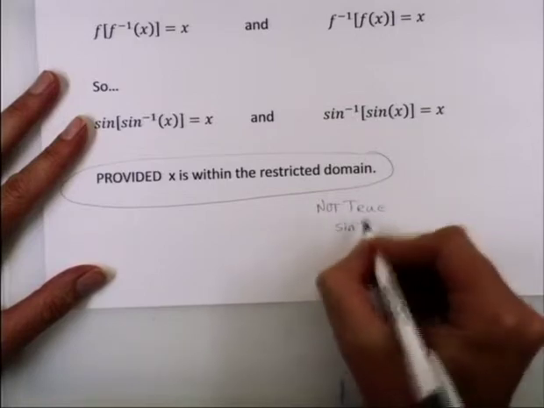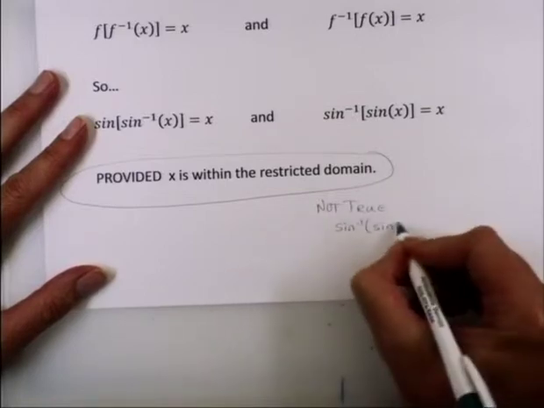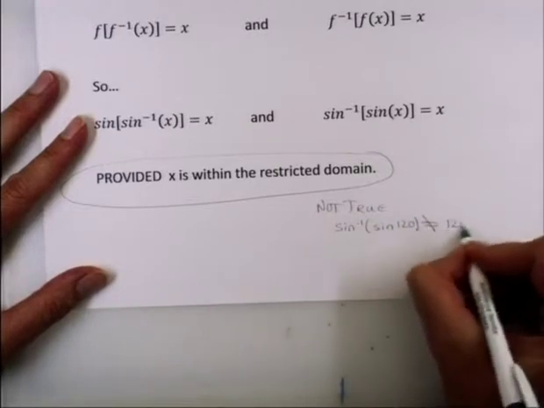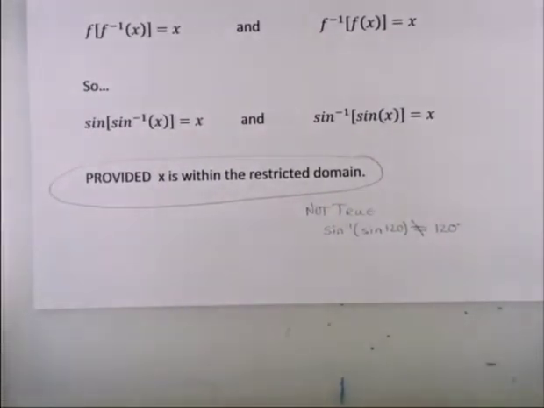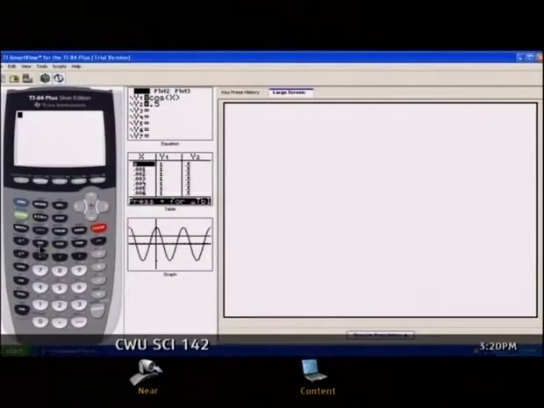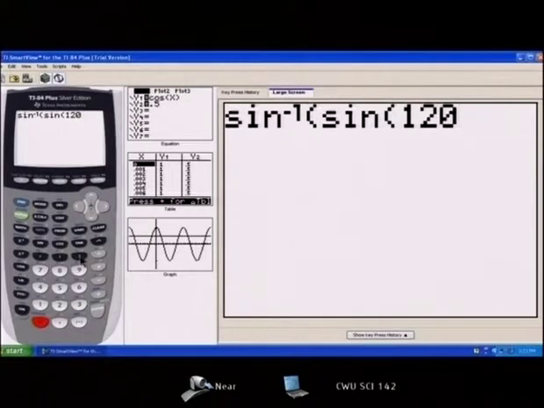The sine inverse of the sine of 120 degrees does not equal 120 degrees. So let's type that in our calculator and see what we get. I'll come over to this calculator and type in second sine inverse of the sine of 120. My calculator is still in degree mode, and if I hit enter, notice it tells me the answer is 60, not 120.